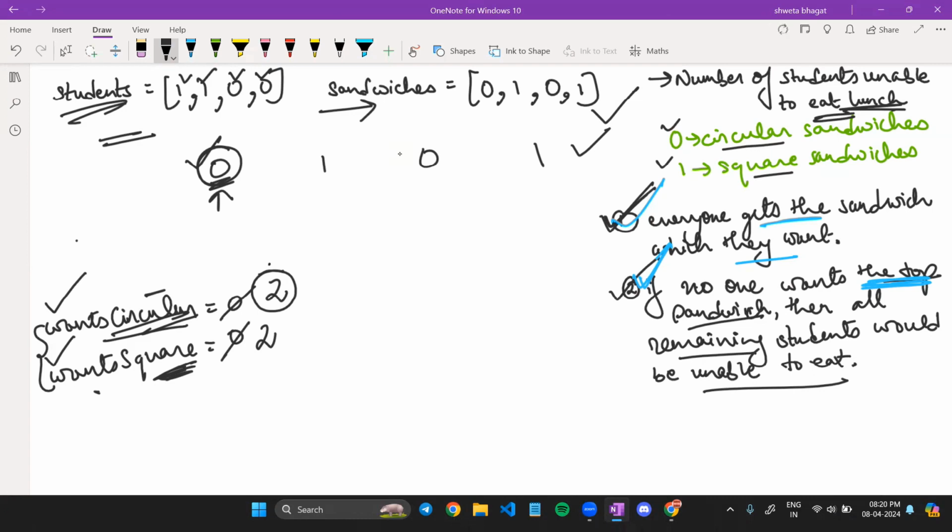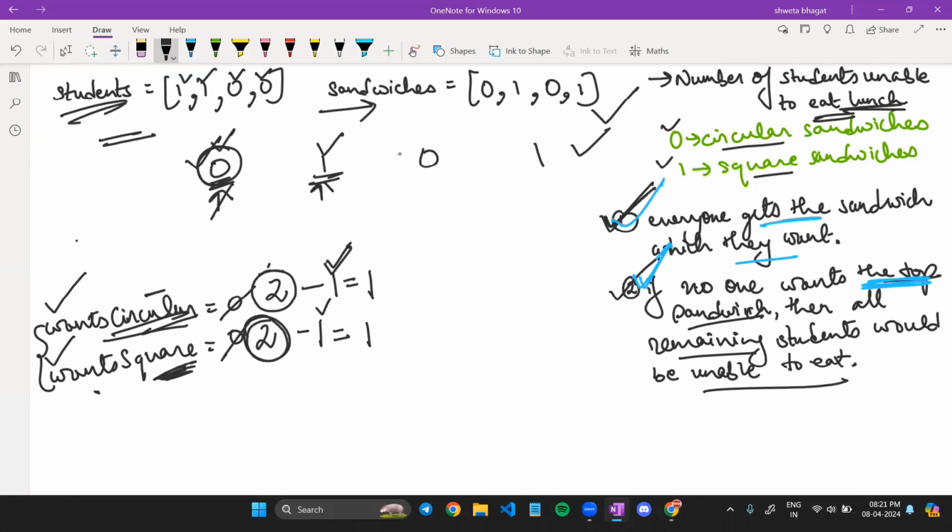So since a child wants a circular sandwich, we will assign a circular sandwich to him, and this count will get decremented by 1. Why are we subtracting 1? Because we assigned a circular sandwich to him, correct? And since we assigned this circular sandwich, we'll move forward. Fine. Now, what do we have? We have a square sandwich at the top of the stack. Now, we will check whether there exists a student who wants a square sandwich. We can see that the count of students wanting a square sandwich is not 0, so there exists a child who wants a square sandwich. So we will assign this square sandwich to a child, and since we have assigned it, we'll subtract 1 and we'll get 1.